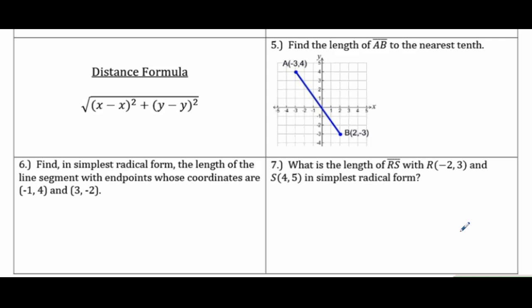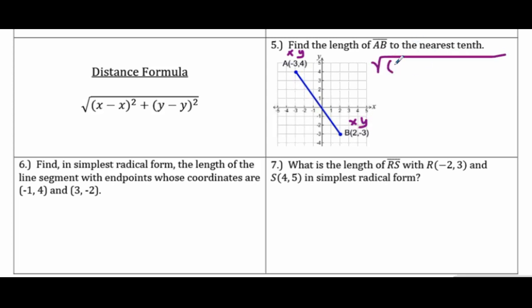Next formula we're going to look at is the distance formula, and this is when you find the length of a segment. So looking at number 5, this is to find the length of AB to the nearest tenth. Okay, so the formula is the big square root of (x minus x) the whole quantity squared, plus (y minus y) the whole quantity squared. Okay, so first step is label x, y over your points, just like we did in the midpoint formula.